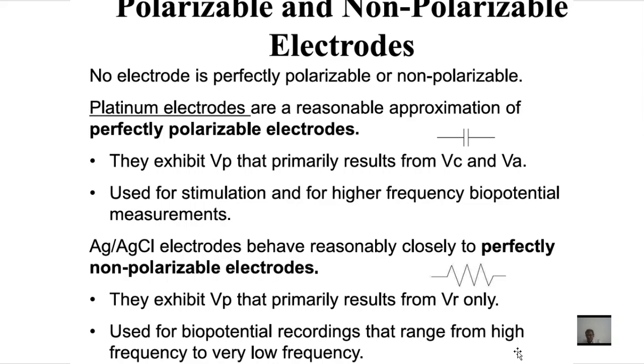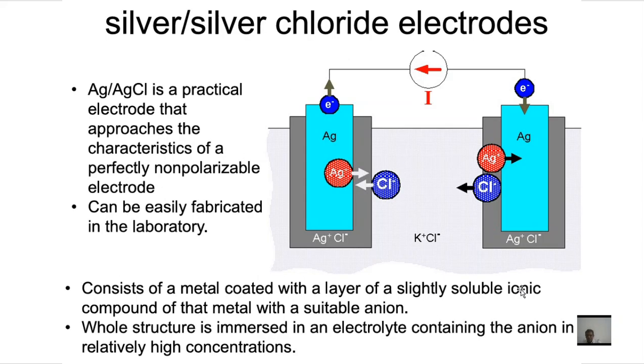Okay, so once again I am telling, the perfectly polarizable electrode is for stimulation and the perfectly non-polarizable electrode is used for recording the biopotentials. The symbol for a perfectly polarizable electrode is a capacitor and the symbol for a perfectly non-polarizable electrode is a resistor. Okay, in this slide we can explain about the silver chloride electrode, that is the perfectly non-polarized electrode.